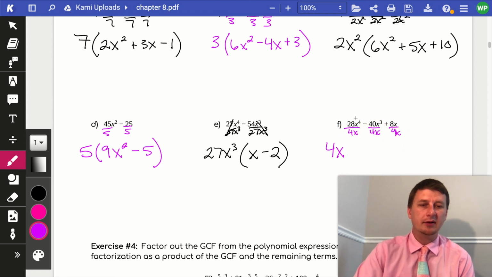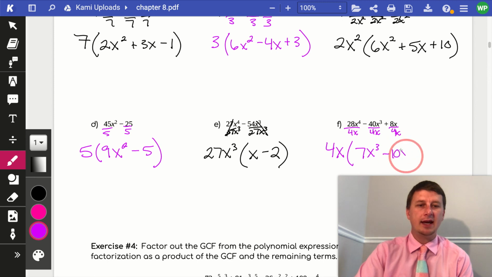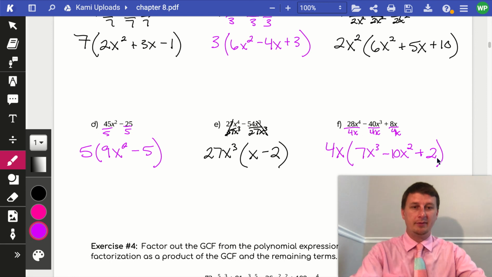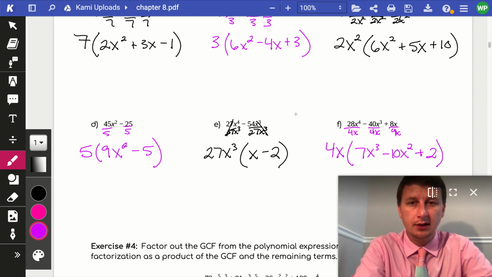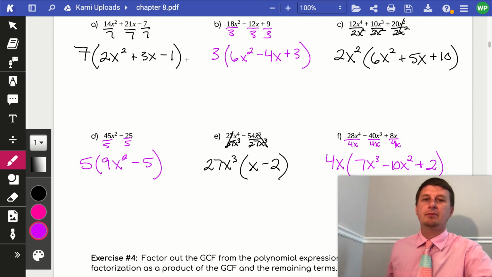When I do so, 28x to the fourth divided by 4x will give me a quotient of 7x to the third. Negative 40x to the third divided by 4x will give me negative 10x to the second. And 8x divided by 4x is going to be just 2. So my final factorization here after I factor out my GCF is 4x times 7x to the third minus 10x squared plus 2. So here in exercise number 3, we factored out a GCF from 6 different parts.